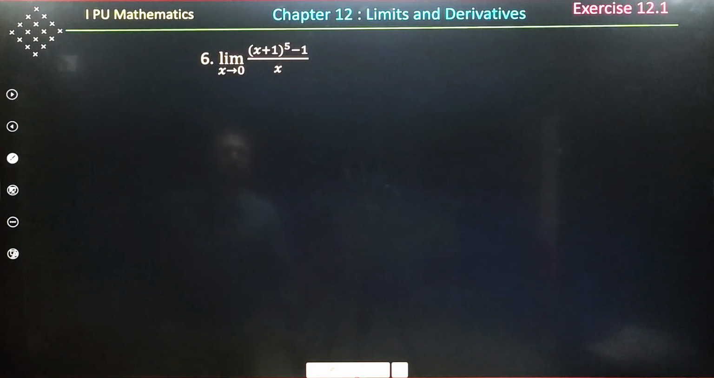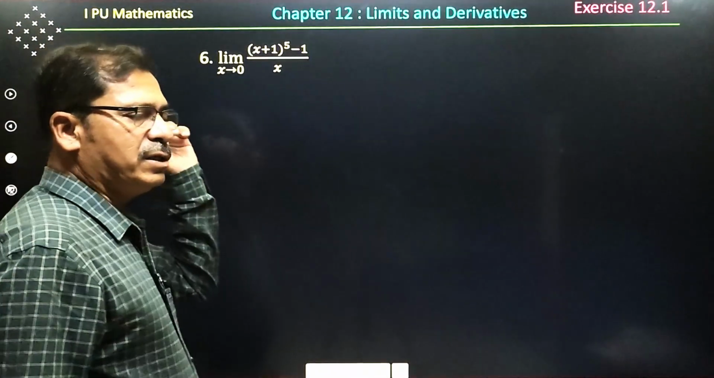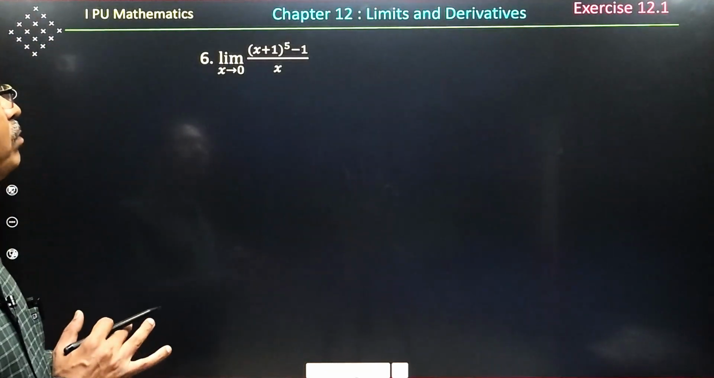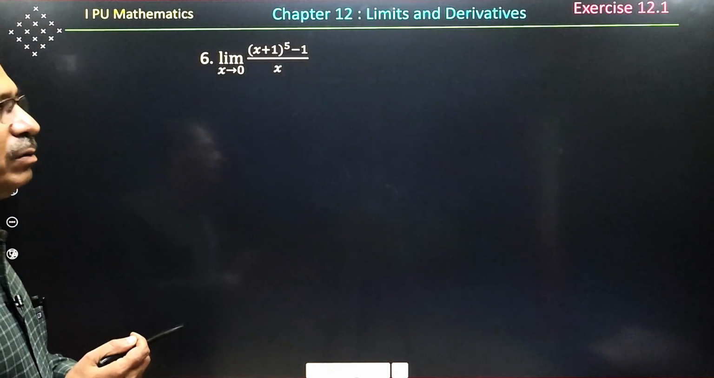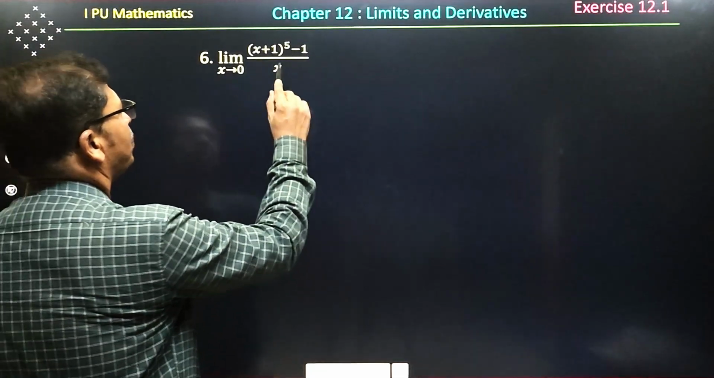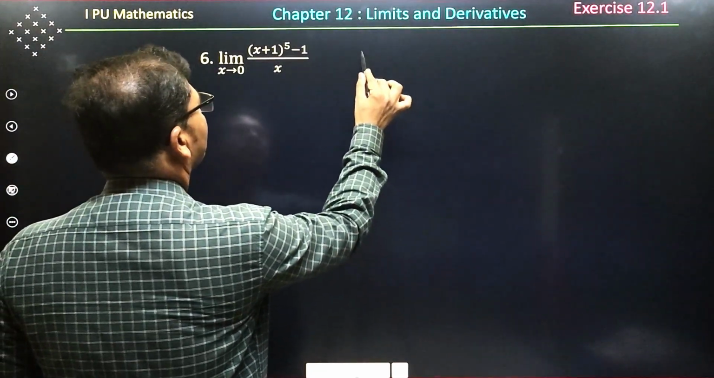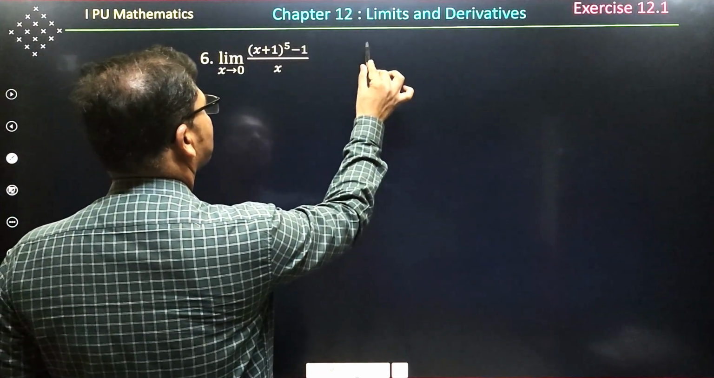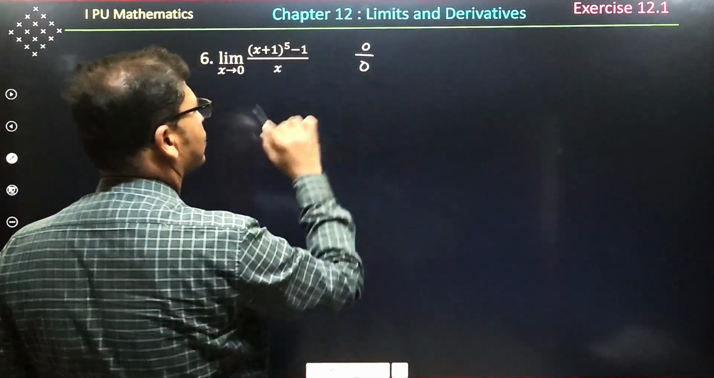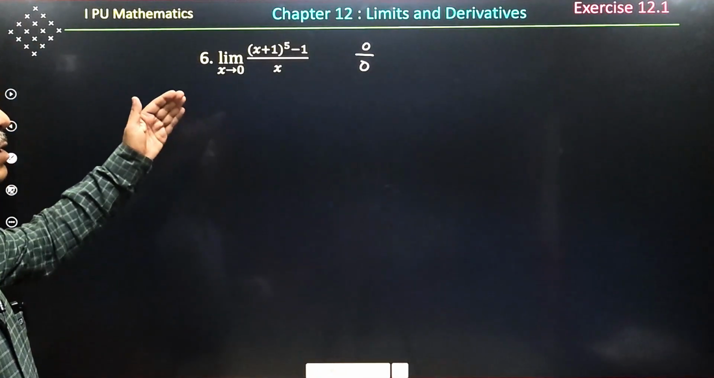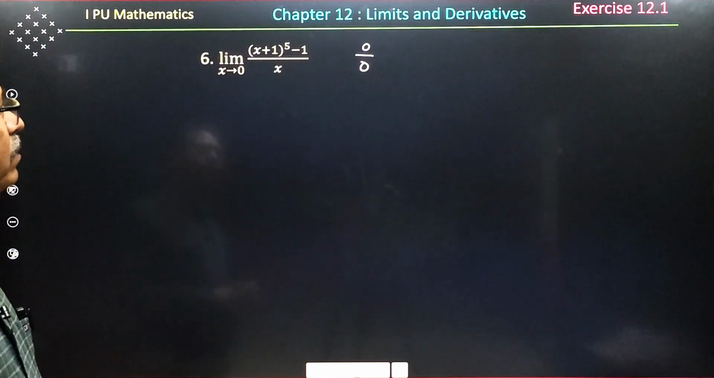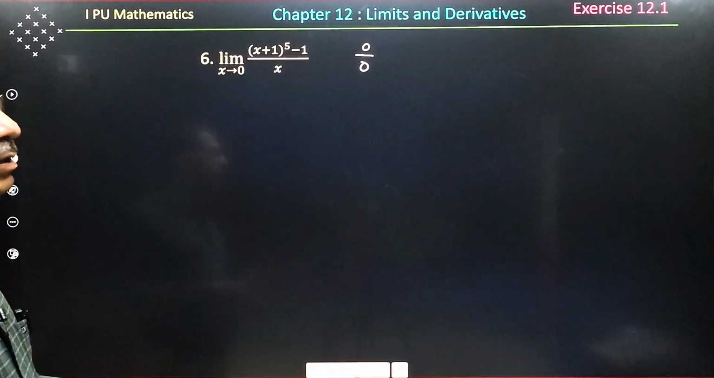See students, this problem can be solved on the basis of a standard limit. Because if you substitute x equal to 0 directly, you see what happens. 0 plus 1 is 1, 1 minus 1 is 0. It is 0 by 0 form. Direct substitution is not possible here, so you need to use the standard limit.